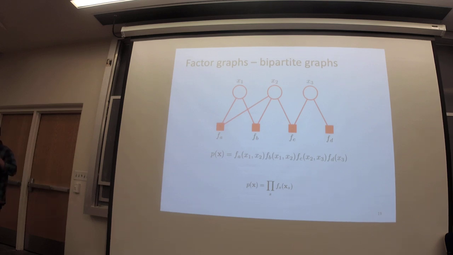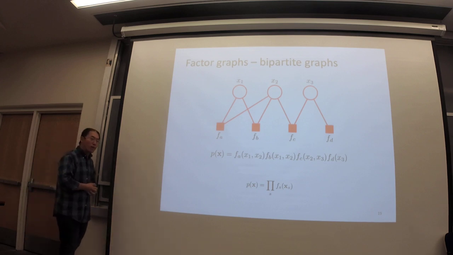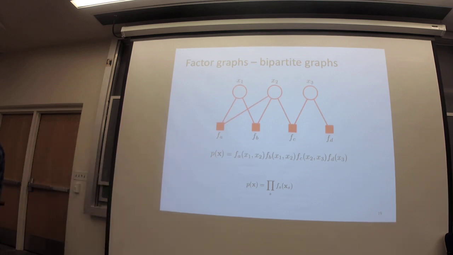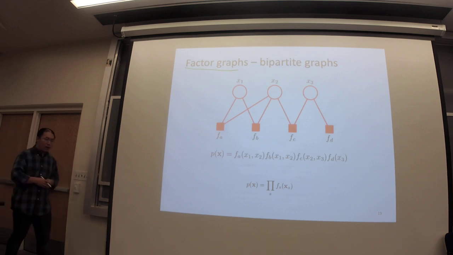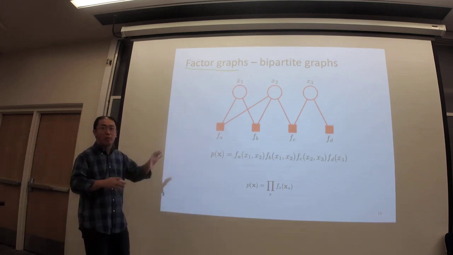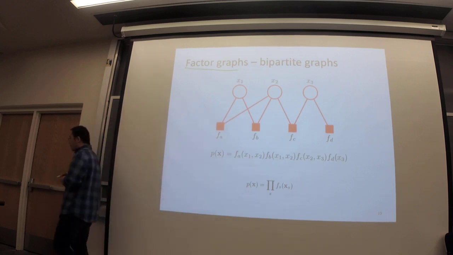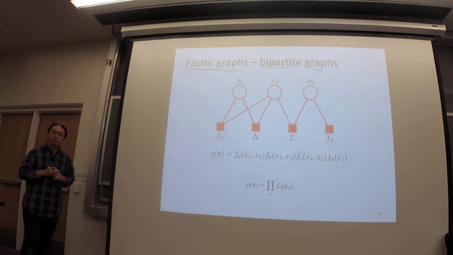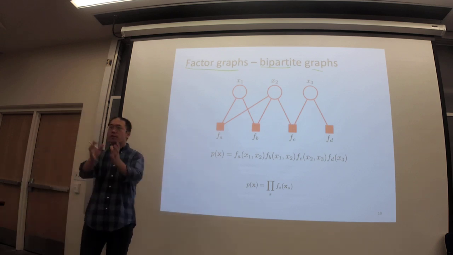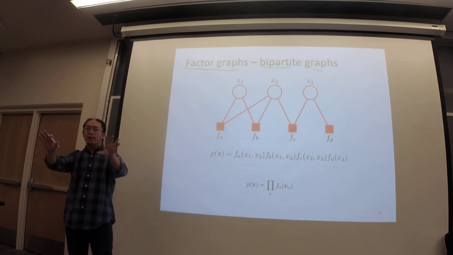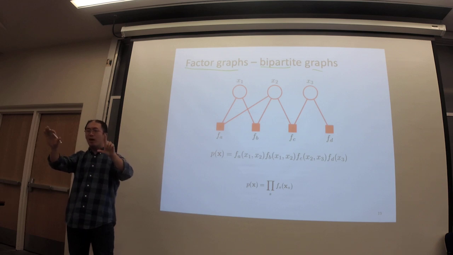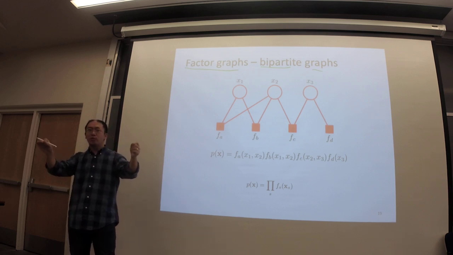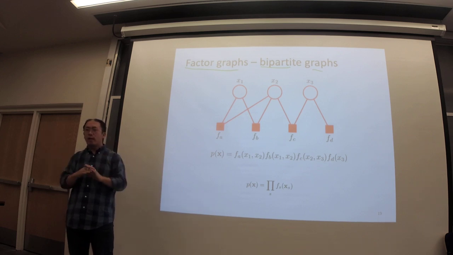So to better illustrate our general inference algorithm, which is called the sum product algorithm, we're going to introduce another type of graphical model representation called factor graph. So what is a factor graph? A factor graph will be more explicitly informative about your joint probability. Well, first, a factor graph is a bipartite graph. So what's a bipartite graph? Basically, you have two types of nodes in your graph, and the edges are only allowed to connect one type of node to another type of node. Between the same type of nodes there cannot be any edges. This is called a bipartite graph.